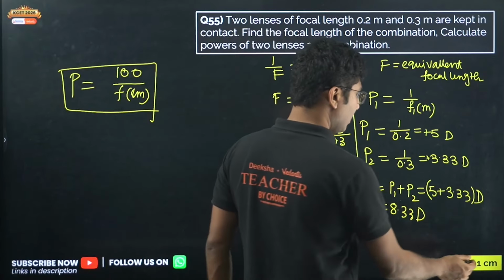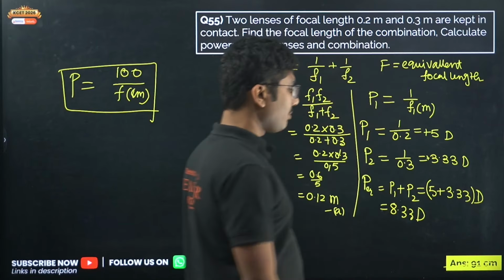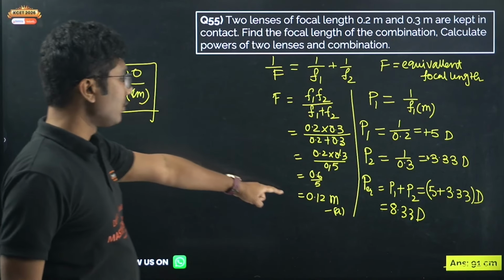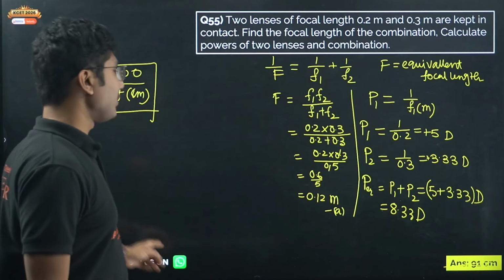Answer is wrong, ignore this answer. Something is not matching. Obviously 91 centimeter cannot be the answer. So 0.12 meter and 8.33 diopter are the answers.